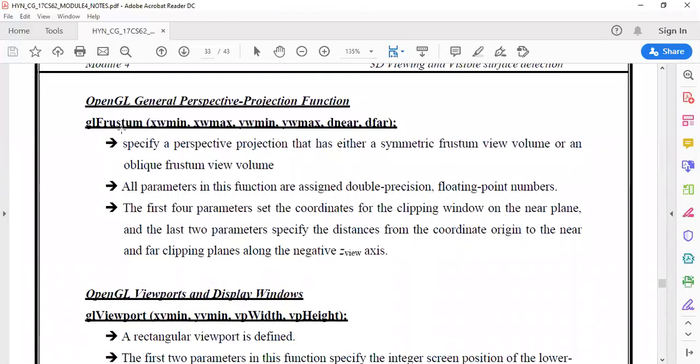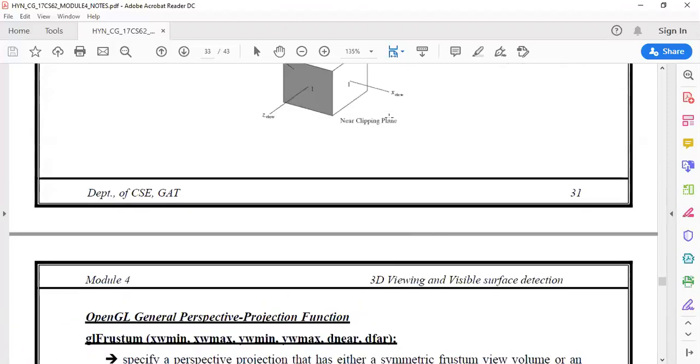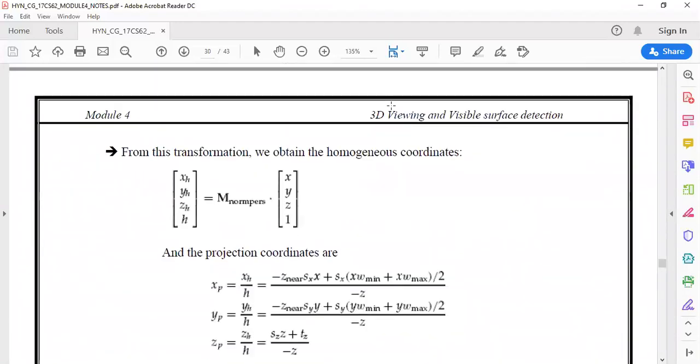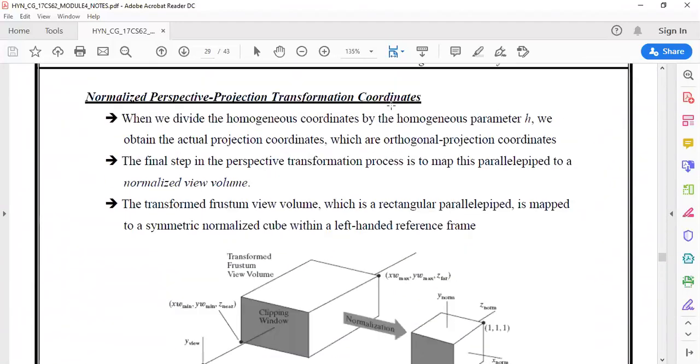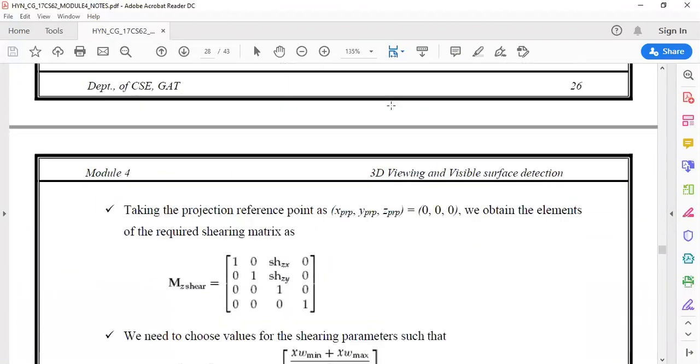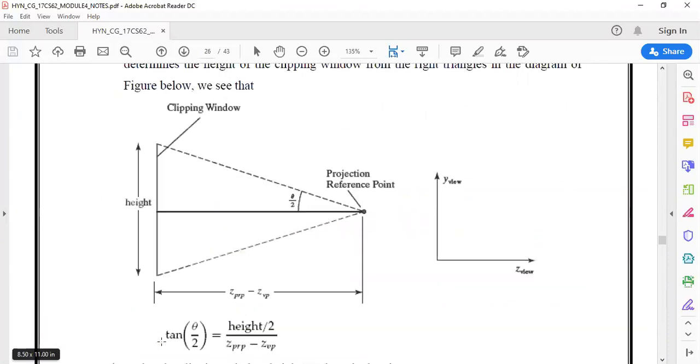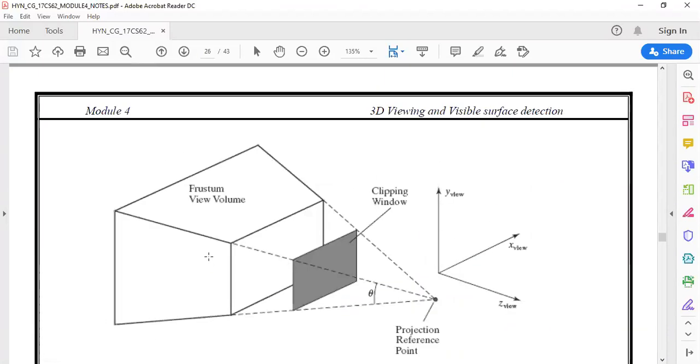The last 2 functions we are seeing here, for the perspective projection function, is glFrustum. glFrustum takes 6 parameters: xw min, xw max, yw min, yw max, and near and far. As we have seen here in the diagram, any frustum is the same as the clipping window. It will be extended and I will get a view volume, which is a truncated pyramid. Like this I will get this view volume, which means whatever object is within this particular volume I can see.